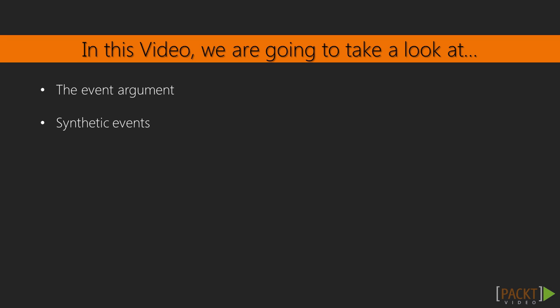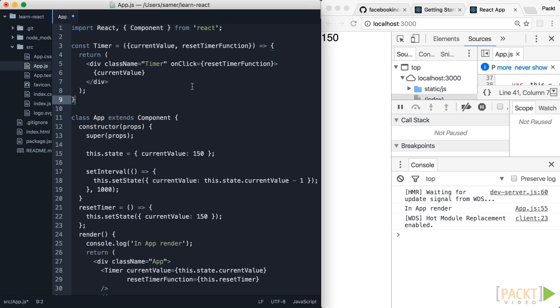We'll talk about the event argument available every time we work with a browser event and how that argument is a wrapper around the browser's native event. Every time we use a browser event, like what we did here on click, React wraps this event in a synthetic event. Let's take a look at that.